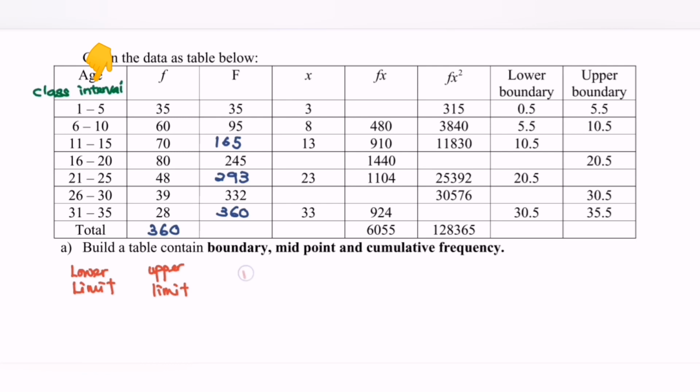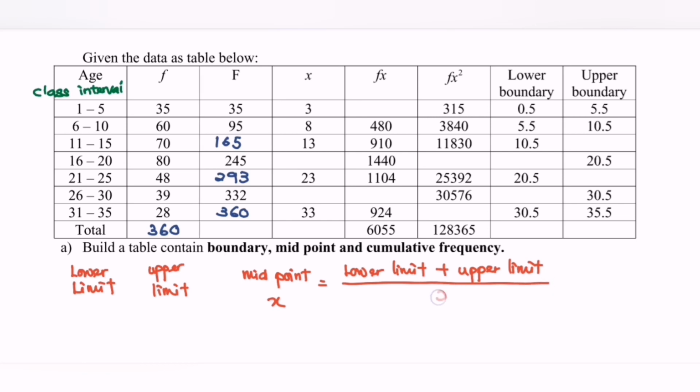So in order to find the midpoint, which we denote as x, the formula would be the lower limit plus the upper limit, divided by 2. So that would be the formula for the midpoint. Kindly refer to the interval 16 to 20. We have the limit 20 plus 16, which is 36, divided by 2. So the midpoint will be 18.